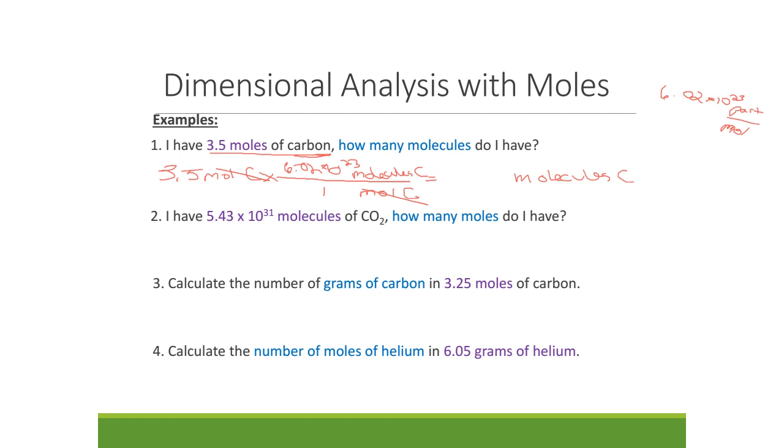So now we can go ahead and solve this. We've got 3.5 moles times 6.02 times 10 to the 23rd divided by 1. Remember that first number, if it helps you see that it's in the numerator, you can always put it over 1. So I'm going to multiply this out using my calculator. 3.5 moles of carbon times 6.02 times 10 to the 23rd divided by 1. In my final answer, we're going to get 2.1 times 10 to the 23rd molecules of carbon.